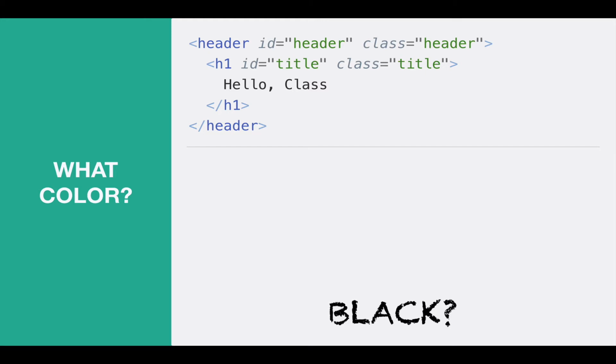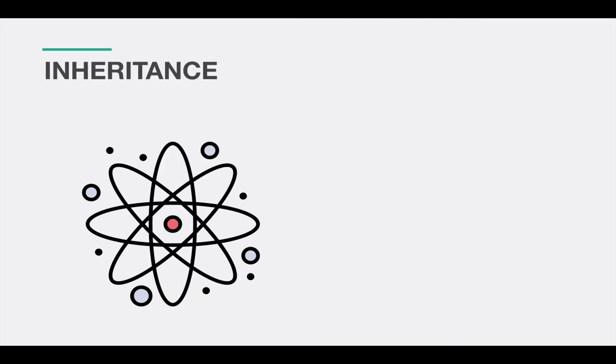Black? In this case, it's still going to inherit the style, but it might be inheriting it from whatever the browser sets as the default, or the user. We're going to talk about that in a moment. So, inheritance. Inheritance is applying a parent style to a child. If we add a style to a parent, the children will inherit those styles.